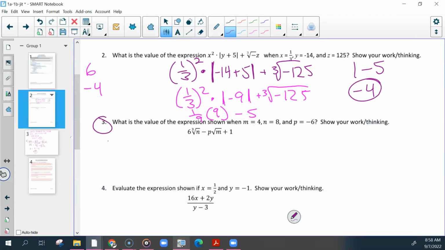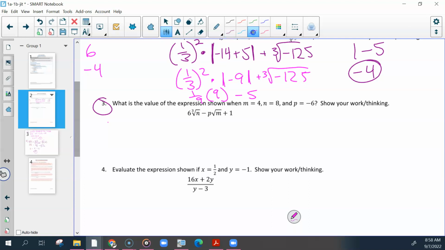Alright, for number 3, again you have 3 variables. We're putting each of these in. So 6 times, these are multiplying. It's not 6 to the third, it's 6 times the cube root of. So if you want, you can use parentheses. N is 8. Be careful when there's multiple variables because you may put it in the wrong place. We're subtracting P, which is negative 6, times the cube root of M, which is 4, and then we're adding 1.